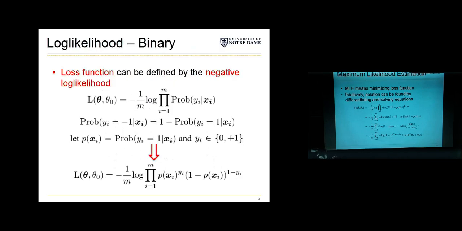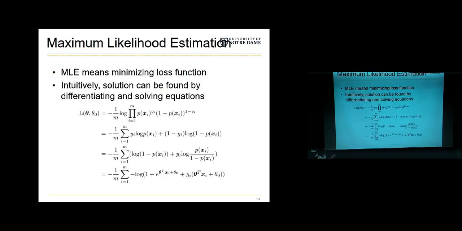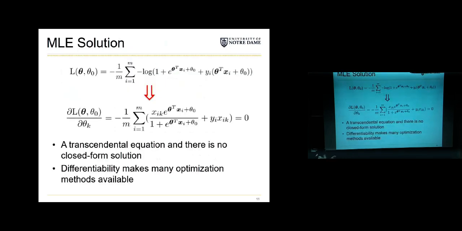Since we have the likelihood, we can use the MLE method to solve it. Since we take the negative MLE, it becomes a simple optimization problem. Intuitively, we would solve it by setting the derivative to zero, but after we differentiate it, we get a transcendental equation, and there is no closed form for that so far. But the differentiability makes many other optimization methods available.